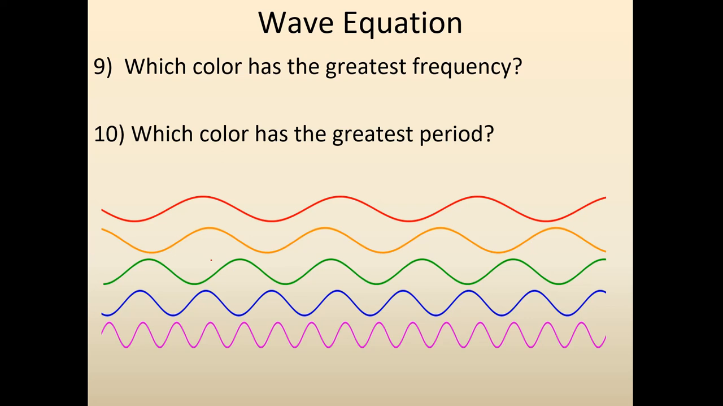All right. So which color has the greatest frequency? Well, just looking at this, we can immediately see that this is the one that we see the most frequently. So purple is going to be the one with the greatest frequency. For the color that has the greatest period, one way we can think about it is the one that takes the longest to complete a cycle, or the one that we see the least. Whatever the answer is, it's going to be red, this one.